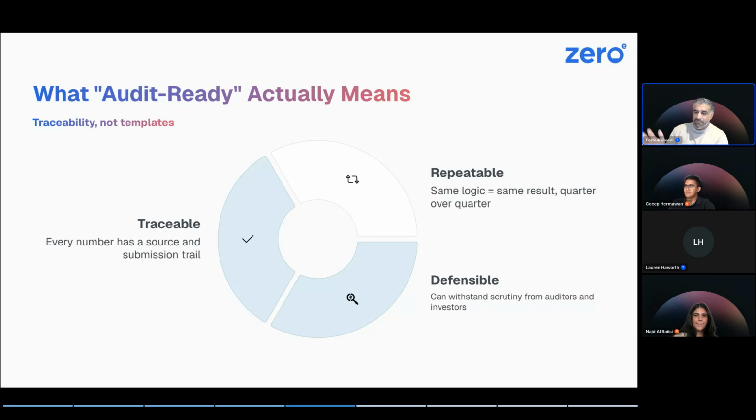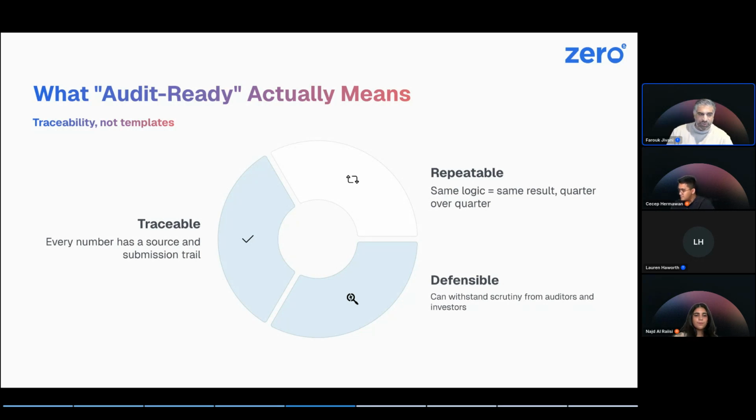I think we're going to see a big shift. But to get to audit ready, we see a lot of organizations spending the last 3 months of the year chasing data, or sustainability teams spending 80% of their year chasing data from other departments.